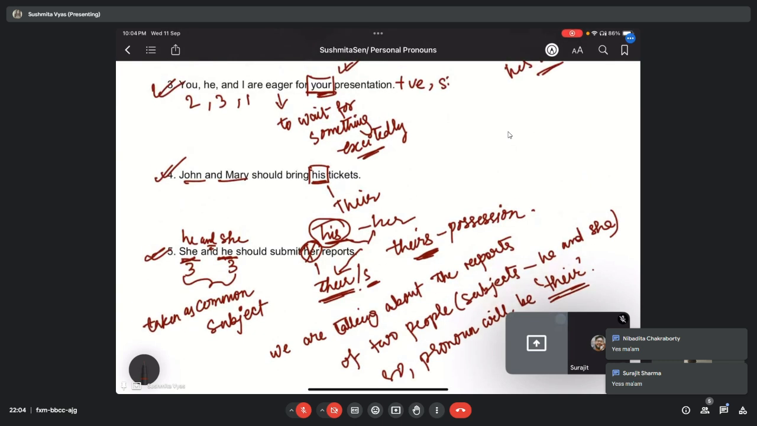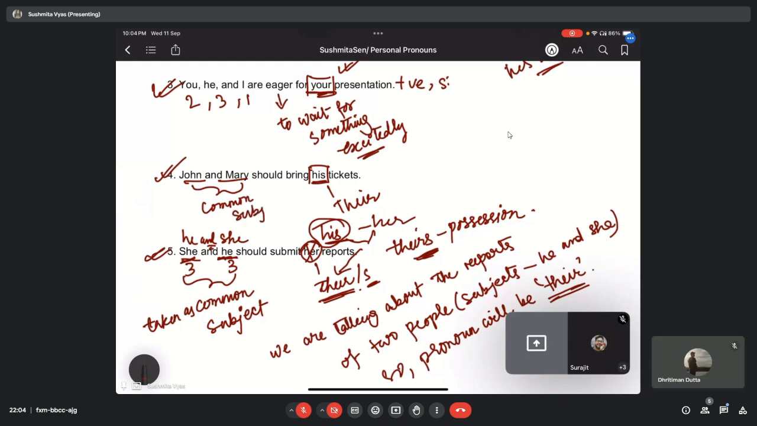Yes. Okay. See here also, John and Mary is one common subject, right? John and Mary is a common subject. So why are we only talking about John ka tickets? What about Mary ka tickets? She will go ticketless, kya? No, na. She also has to bring her tickets, right?